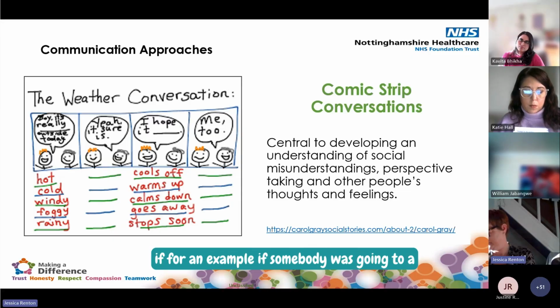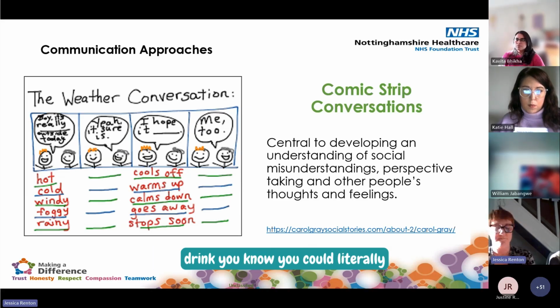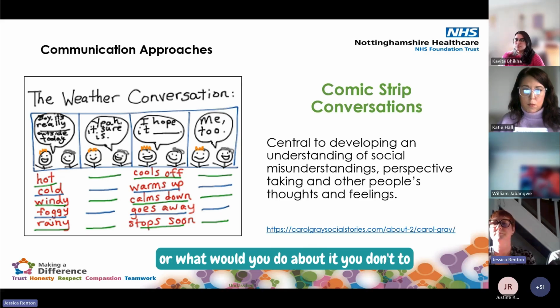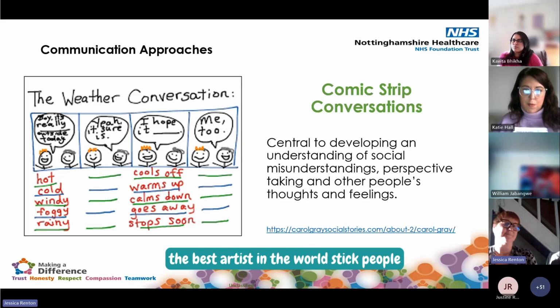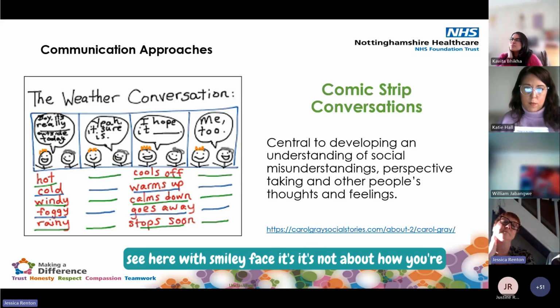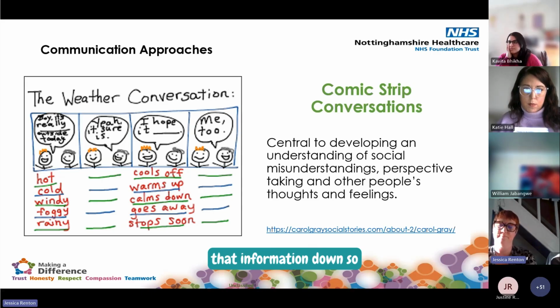It's quite good if, for example, somebody was going to a coffee shop and they were given the wrong drink, you could literally start drawing how has that made you feel, or what would you do about it. You don't need to be the best artist in the world. Stick people, or just bubbles, as you can see here with a smiley face. It's not about how amazing it looks. It's about being able to break that information down so it's comfortable for the person.